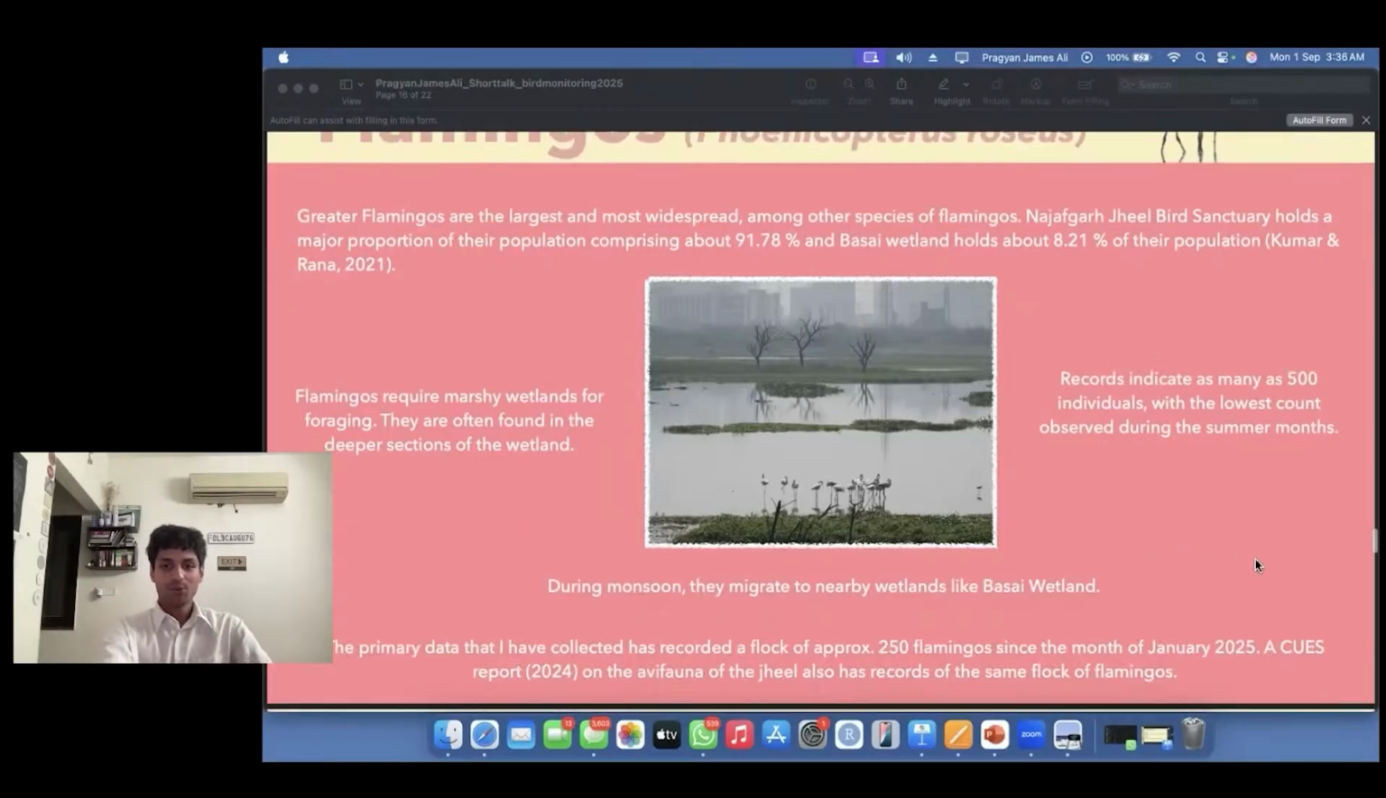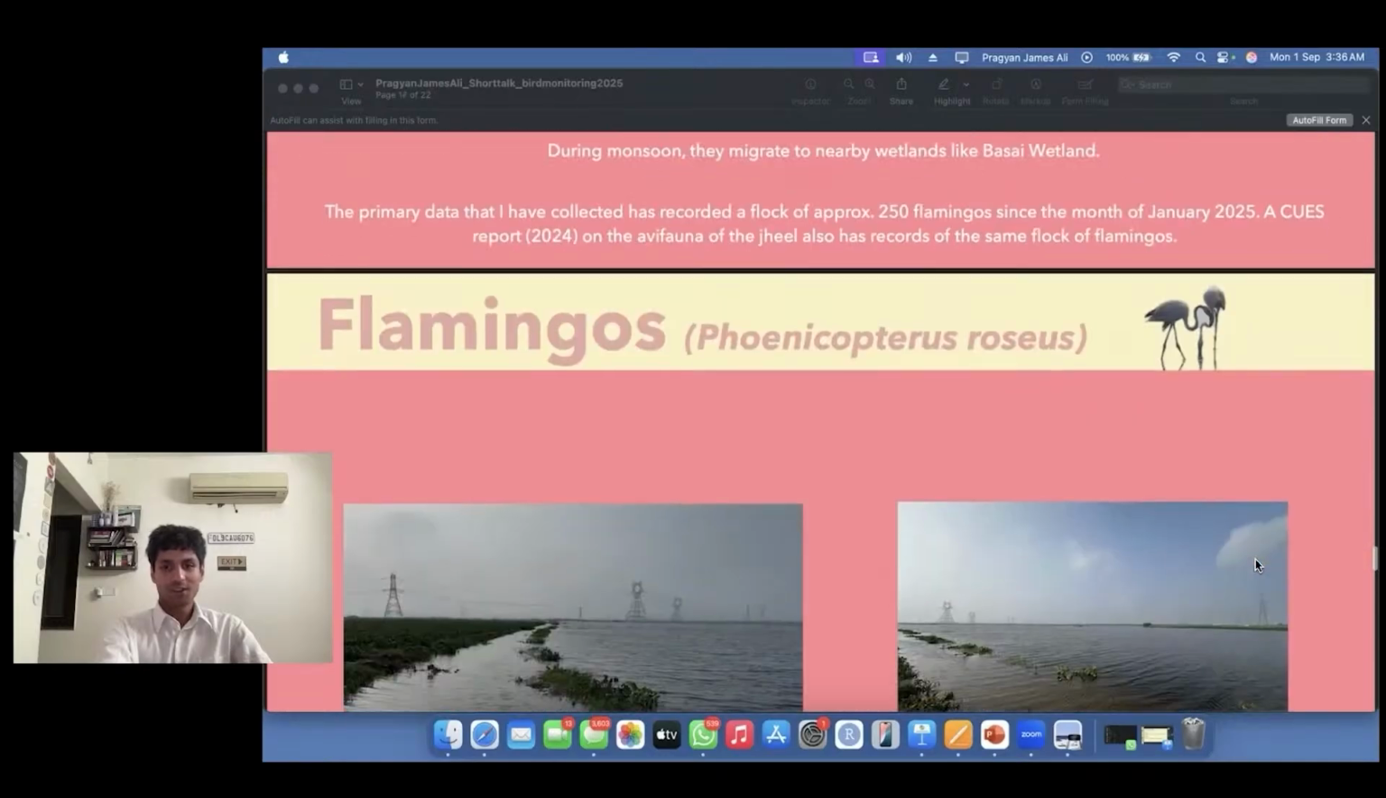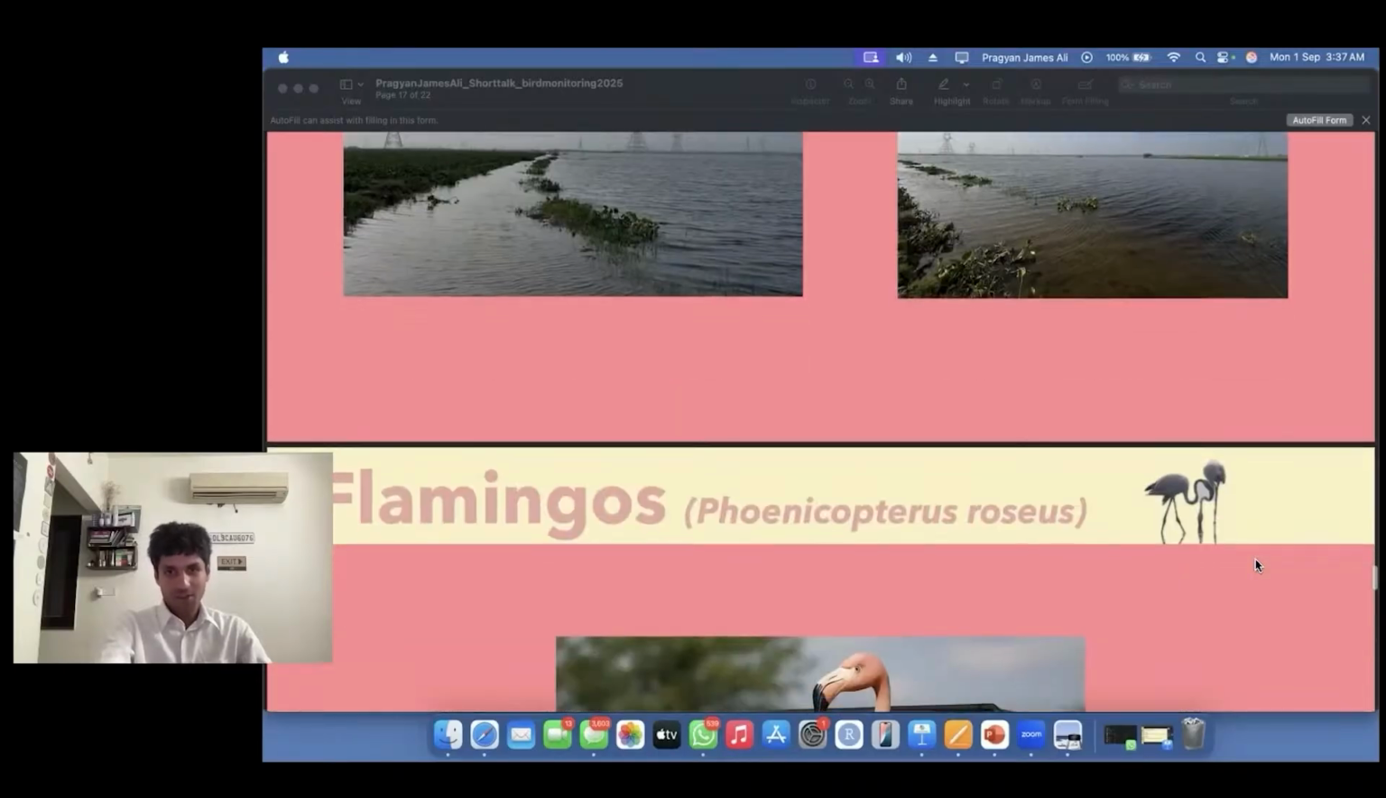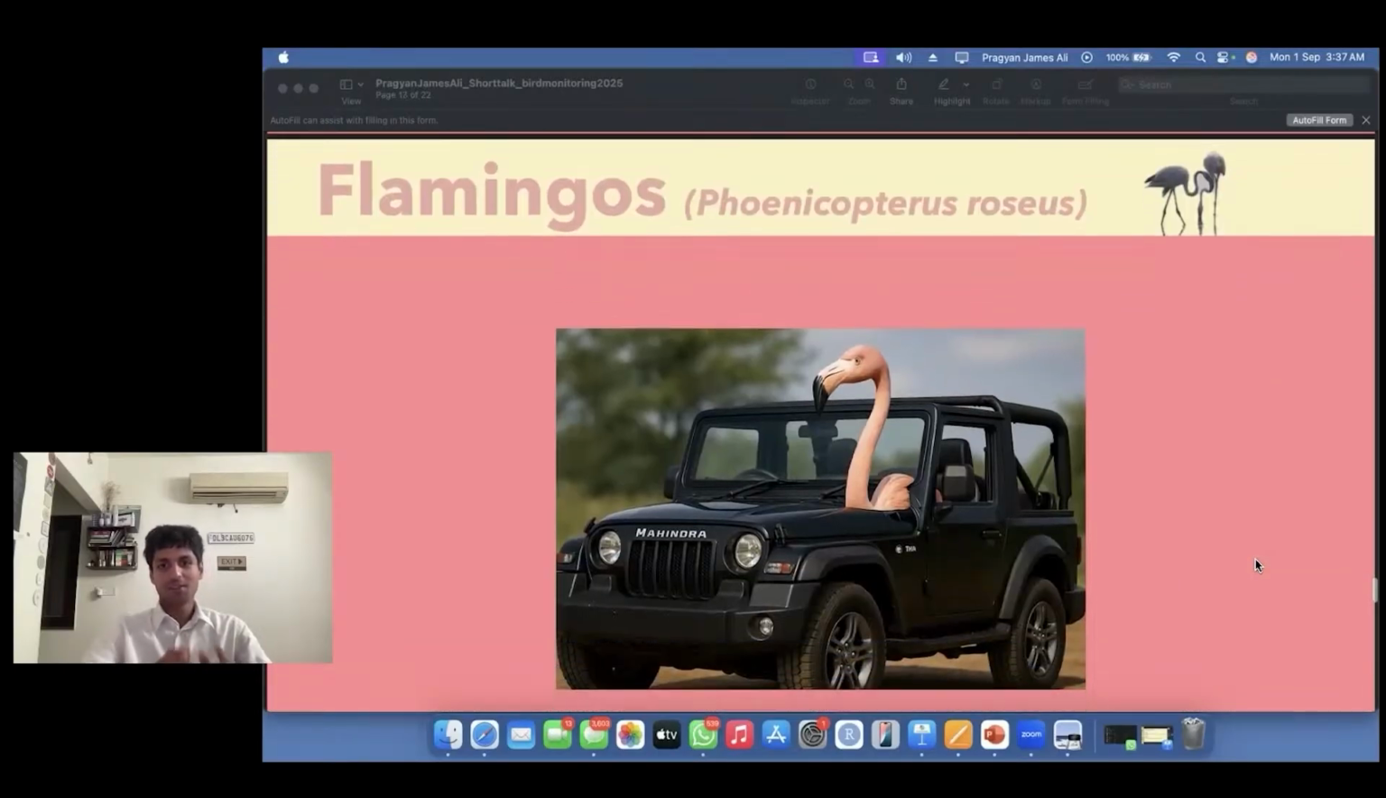Now I have proof that the flamingos are not there and the Jheel is completely inundated, if people don't believe me. These are two pictures I took last week of my field site. The water level was above the road, which meant that the car couldn't go any further, not just a car or any car. And the only way the flamingos could have stayed in the Jheel was if they were driving around in custom made flamingo Mahindra Thars.